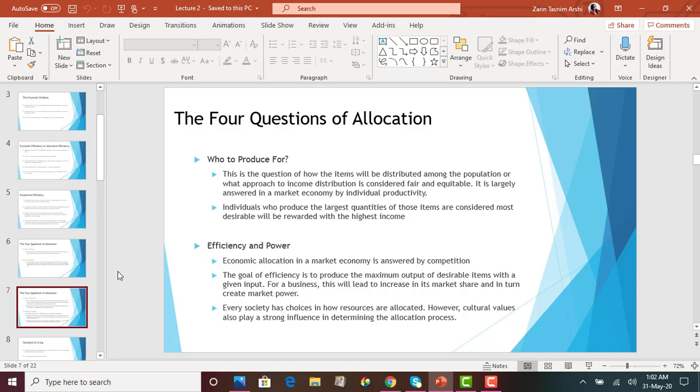So the next question under efficiency and power is basically, is there competition, or is the production controlled by one entity or one business? That's a question that is answered under this section. So these are the 4 questions when we are allocating resources.